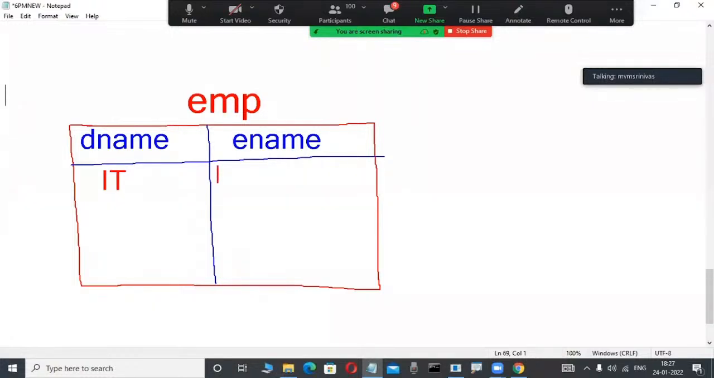One is what? Slowly observe here. Very interesting. Smith is an employee. For example, in an employee, I am just giving Smith as an employee, comma. Allen is an employee, comma. Ward is an employee, for example. I am representing that 3 employees are working in this IT department. That's why I am representing that data in the format like this only. IT is a department. In that department, Smith, Allen, Ward are working.